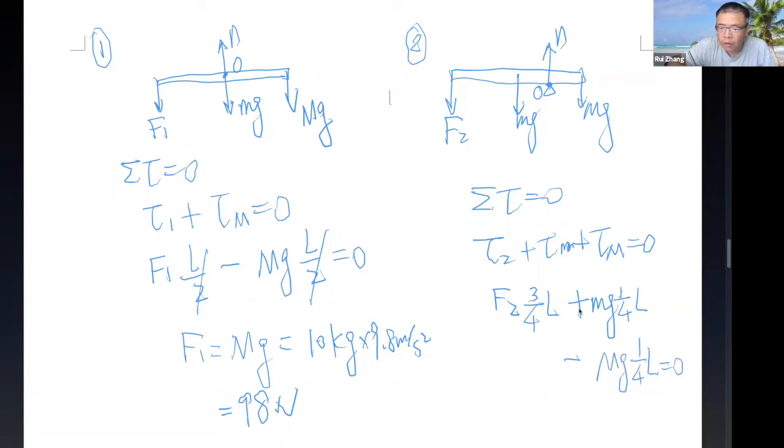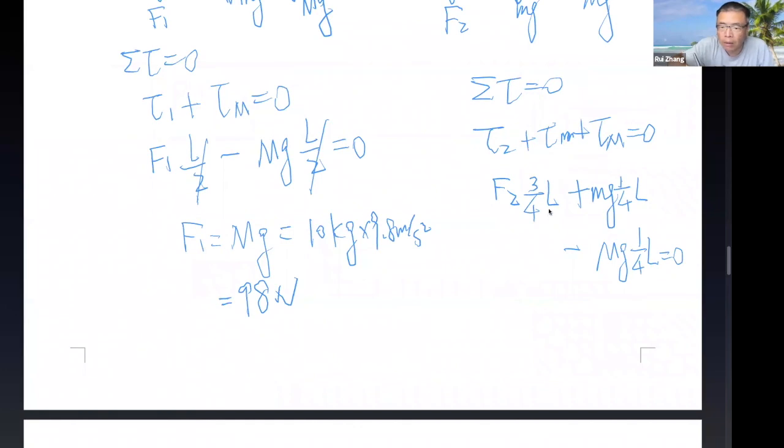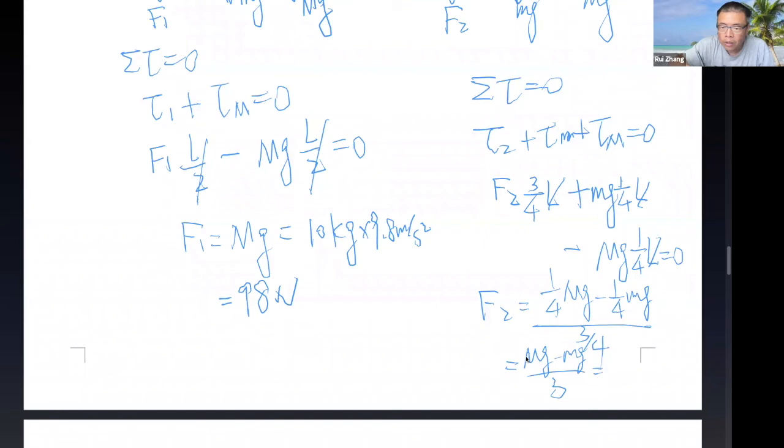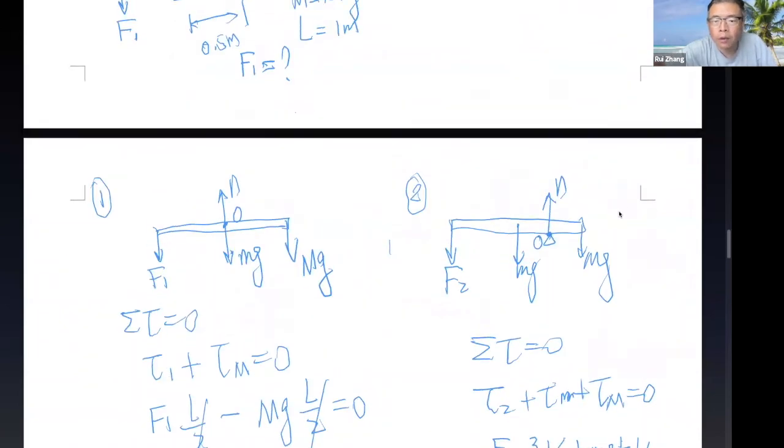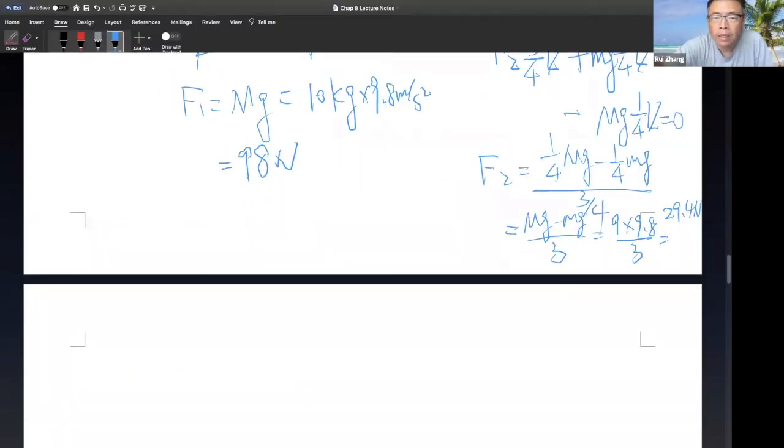So you have the 3 torques balance each other, and the L cancel out, right? So in the end, you have F2 equals 1/4 of capital MG minus 1/4 of lowercase mg divided by 3/4. So basically it's (Mg minus mg) divided by 3. So this is a 10, this is a 1, so you have 9 times 9.8 divided by 3. That's 3 times 9.8, so you got 29.4 Newton. Any questions for the second one? Again, if you have a question, send me a message. I can check the message.